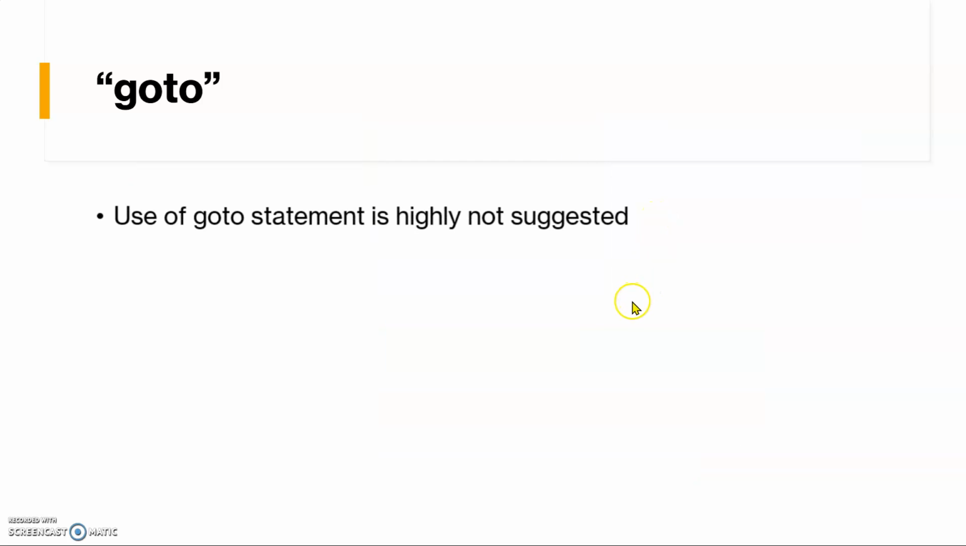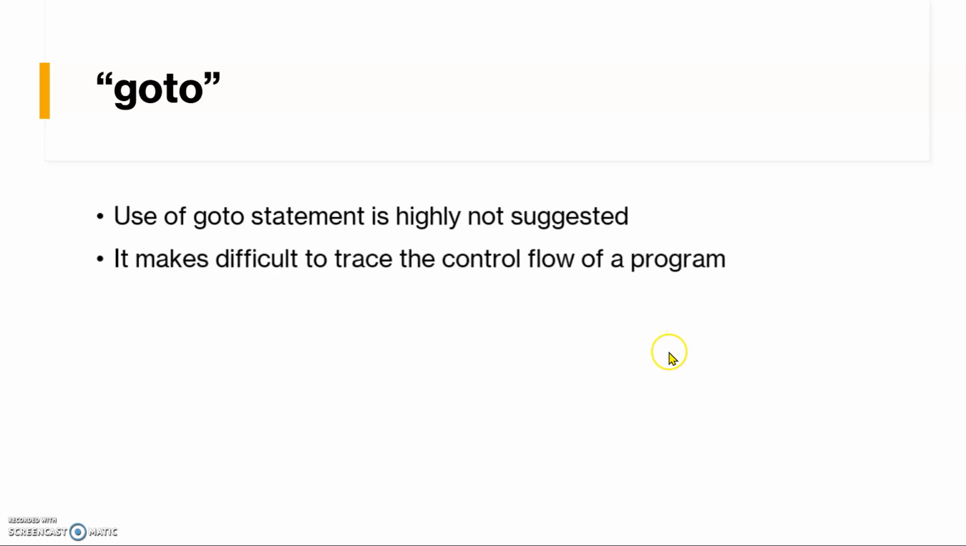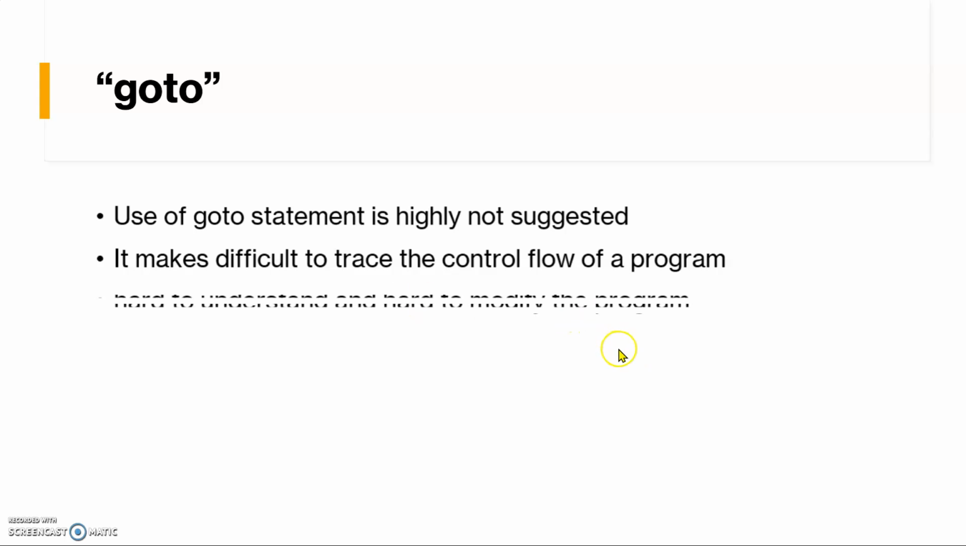Now normally it is suggested not to use this goto statement. Highly it is not suggested. Why? Because it makes it difficult to trace the flow of execution of our program. Sometimes it moves forward, sometimes it moves backward. Tracing the program is very difficult, because it is okay for small programs, but whenever a project is given to you, you may have 1000 lines of code. In 1000 lines of code, if you are using goto, it will be very difficult for the developer to trace the flow of execution.